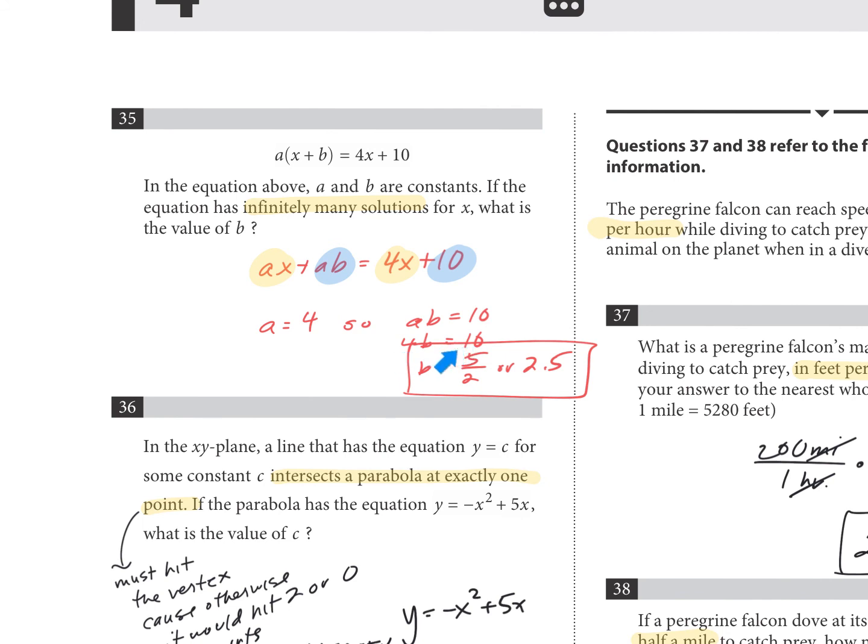Now plug in 4. 4b is 10, b is 5 over 2, or 2.5 if you want to make a decimal out of it. So that's how I solved that one, because I knew ab had to be 10 and I knew a had to be 4, so b had to be 10 divided by 4.